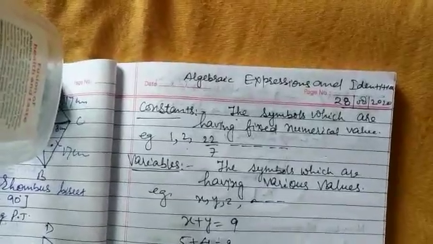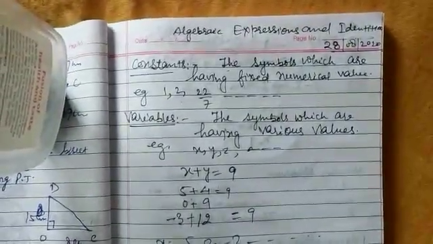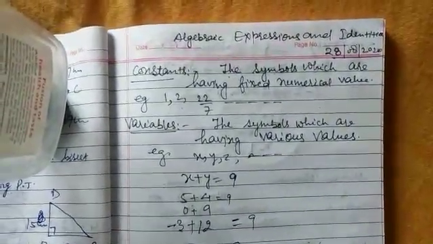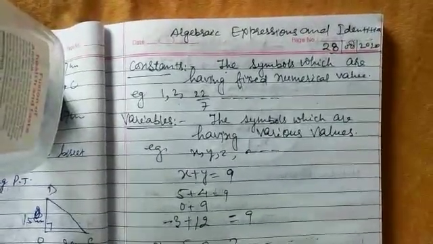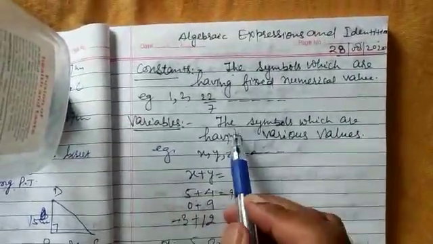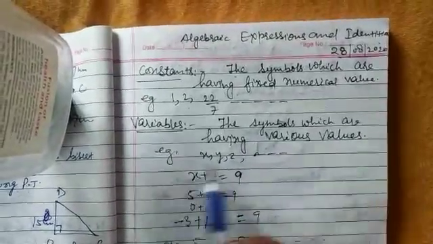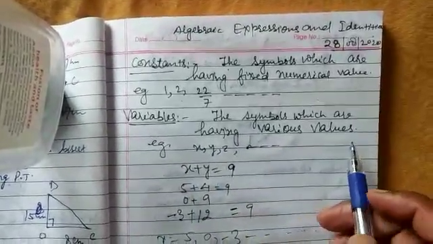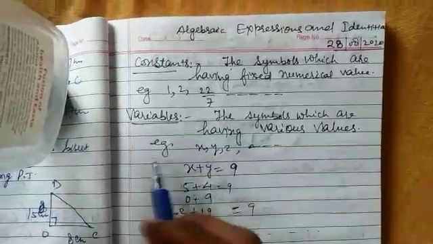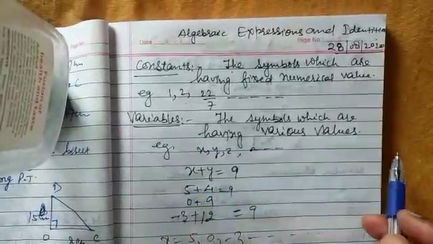Now variables, the symbols which are having various numerical values. These are mostly alphabets and they keep on changing their values. The symbols which are having various values, you can say. So for example x, y, z, etc.